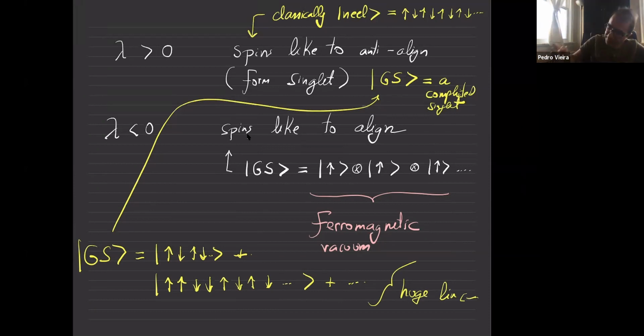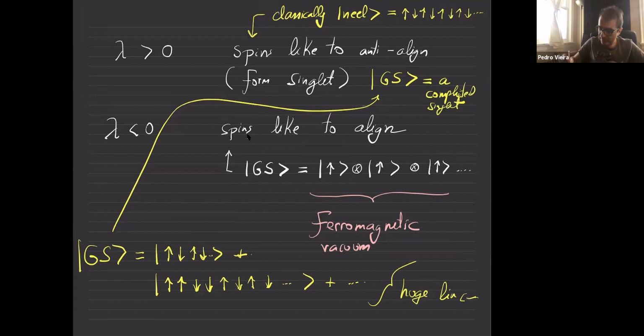Now, you see that the first state, this ferromagnetic vacuum, is trivial to write down. The antiferromagnetic vacuum is not. And indeed, we don't know how to write it down. We just know it's a big singlet state. But let me make a few comments about the different physics between the two.